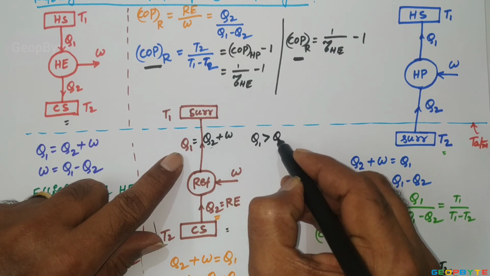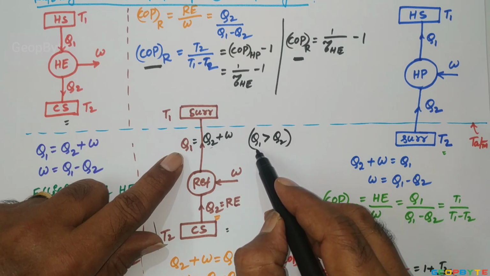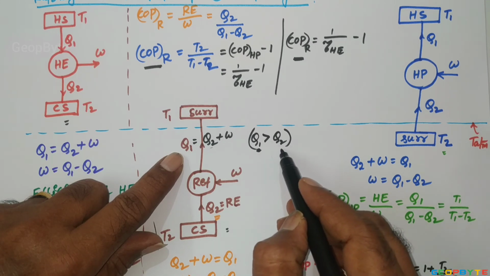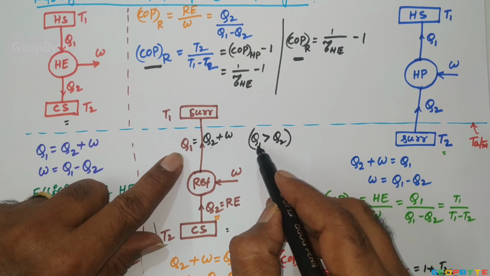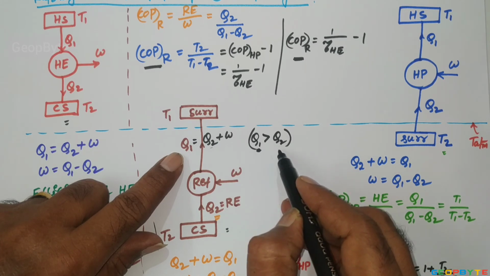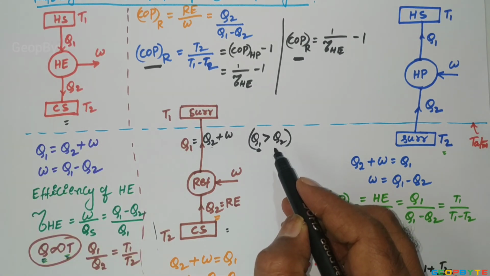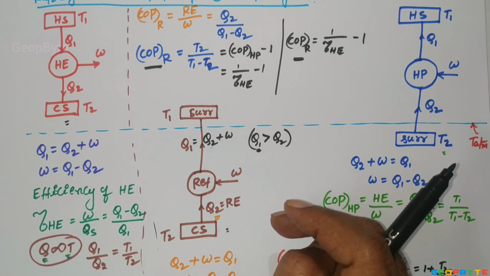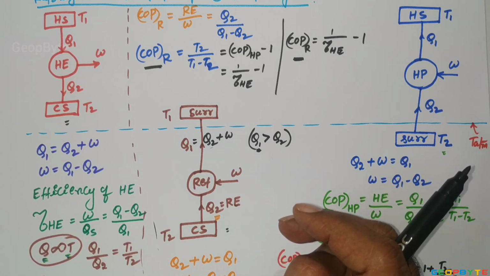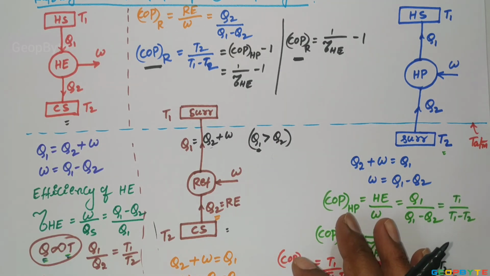Since Q1 is more than Q2, the energy causing the warming of the room is Q1. Energy causing the cooling of the room is Q2. Since the energy causing the warming of the room is more than the energy causing the cooling of the room, therefore the room starts slowly warming up even if the door of the refrigerator is opened in your closed room.